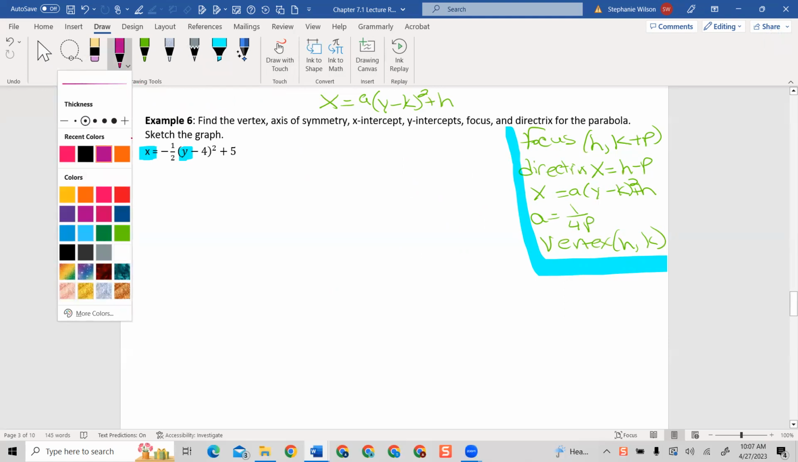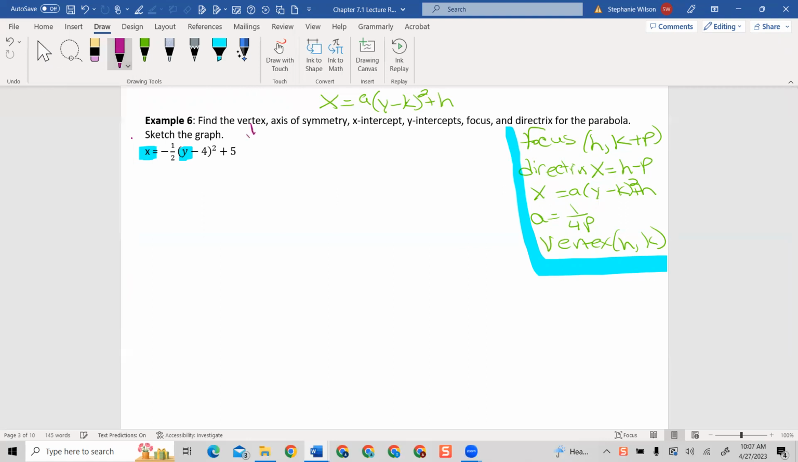All right, so what I want to do is recognize what my vertex is. So let's go ahead and acknowledge it. Well, this is h and this is k. It didn't change the signs from the formula, right? So it's going to be a +5 and a +4. So we're good. Axis of symmetry.